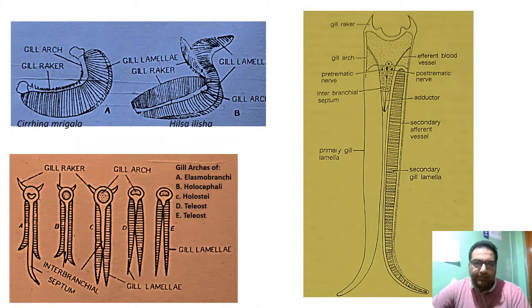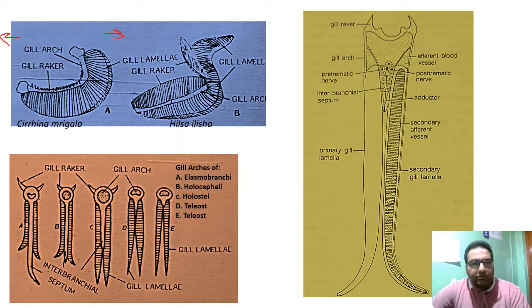This is the head side of the fish, and this is the tail side of the fish. Toward the head side is the gill arch, wherein the gill rakers face toward the head side, whereas the gill filaments face toward the tail side. And in some fishes, a pseudobranch is also present, which is a false gill.